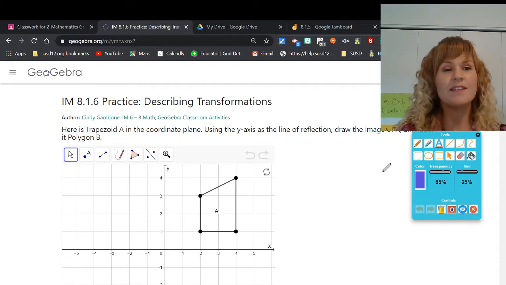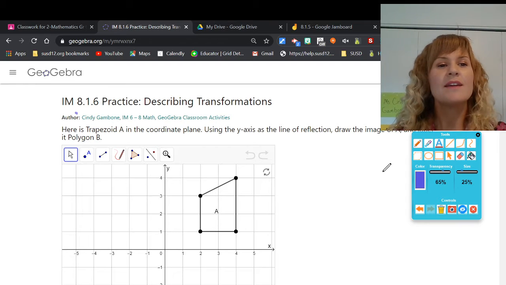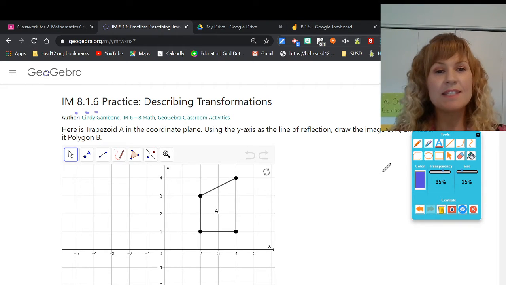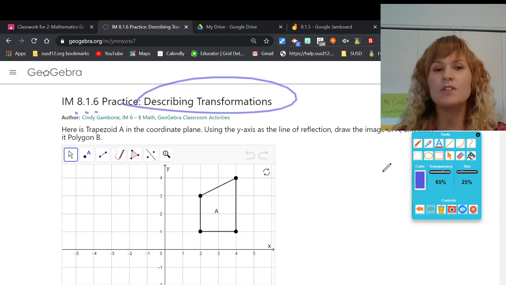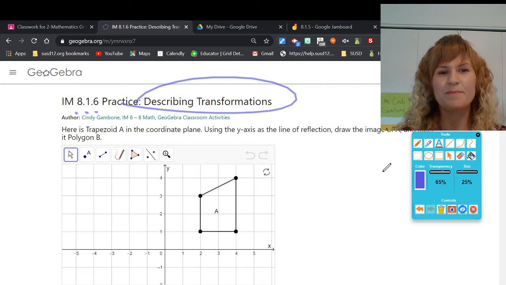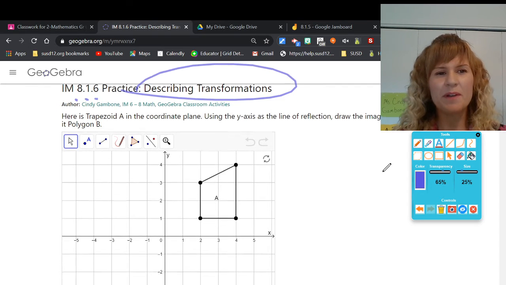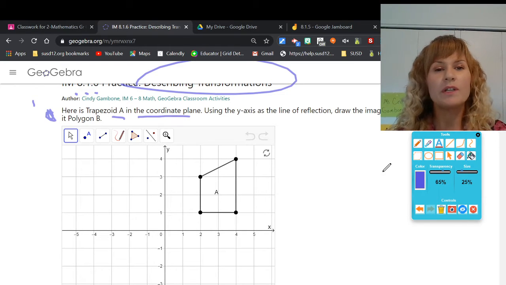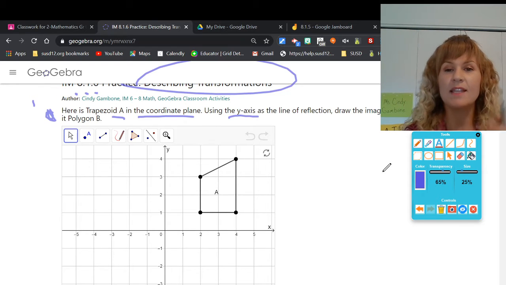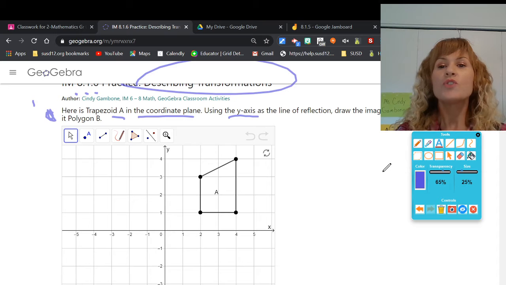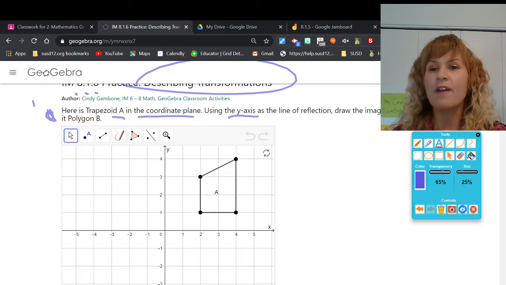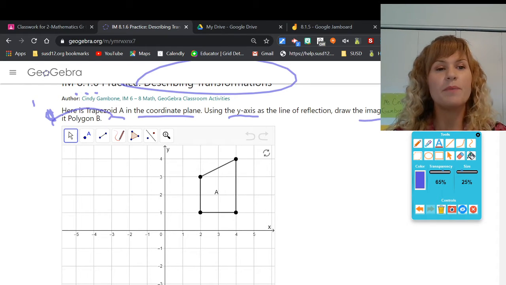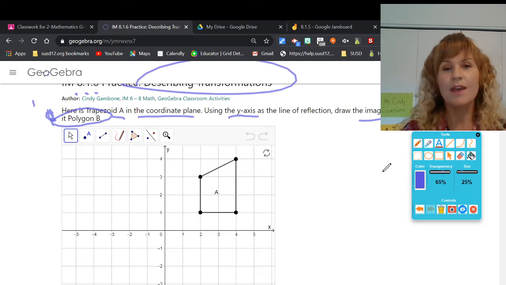Let's get started. This is 8th grade math, unit 1, lesson 6, describing transformations. Let me help you with your work. The directions say, here is trapezoid A in the coordinate plane. Using the y-axis as the line of reflection, draw the image of A and label it polygon B.